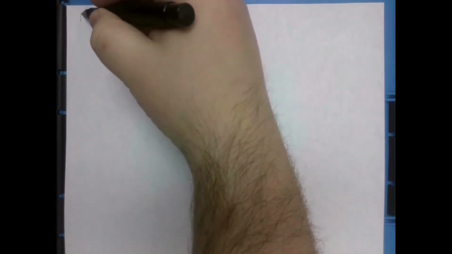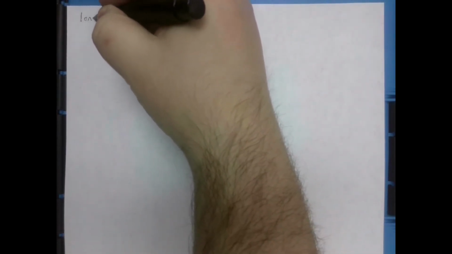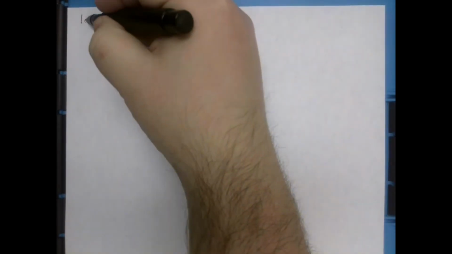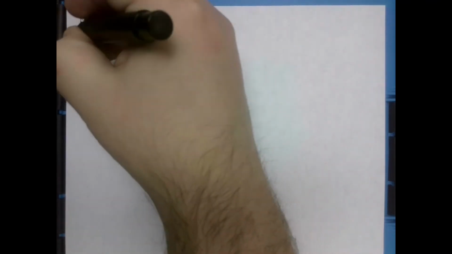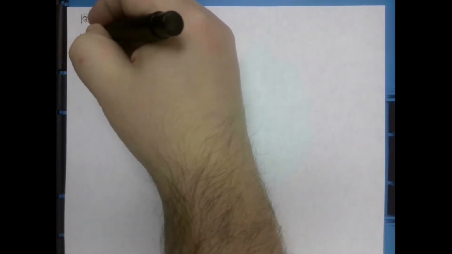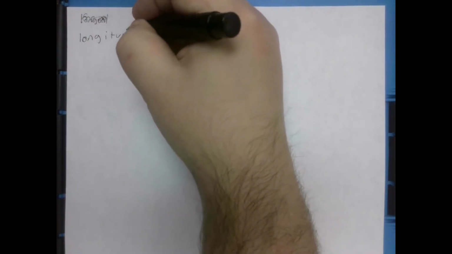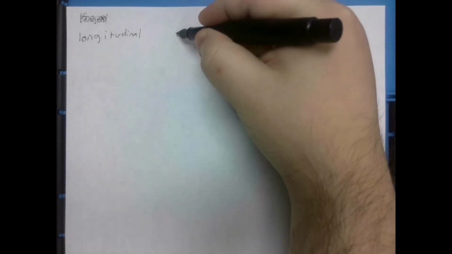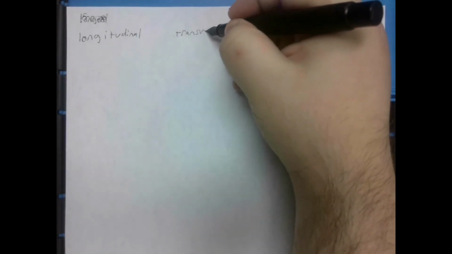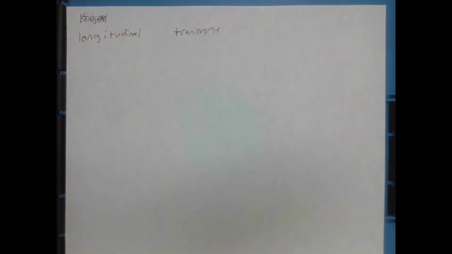There are two types of waves. For this class, it doesn't really matter. I don't get into the mechanics. But there's longitudinal, and I'm spelling horribly wrong. So there it is. Longitudinal. And there's transverse. We're going to be looking mostly at transverse. Even if it isn't transverse, we're going to pretend it is.